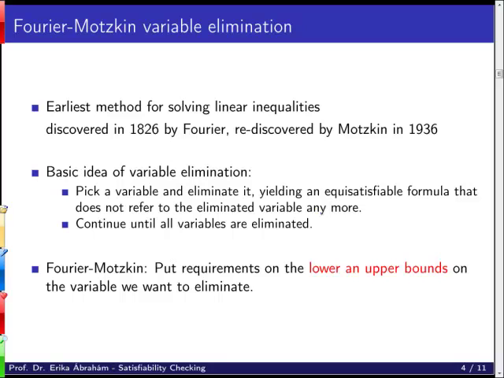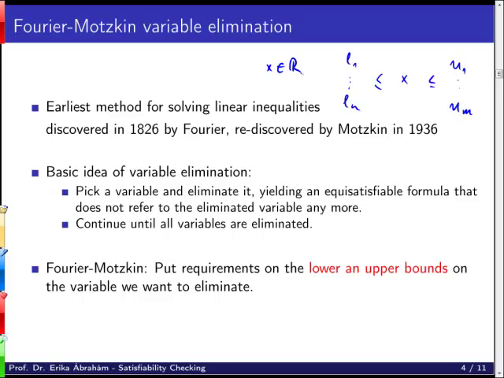The basic idea is we pick a variable which we would like to eliminate, and we put requirements on the lower and upper bounds on this variable. The idea is very simple. If I have a variable x, and I can transform my formula such that I get some lower bounds, I put now non-strict inequality. We can also have strict ones. I have n lower bounds and m upper bounds, and the domain is the reals.